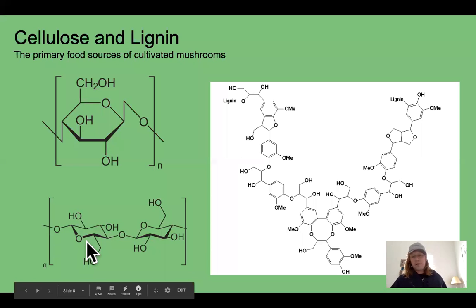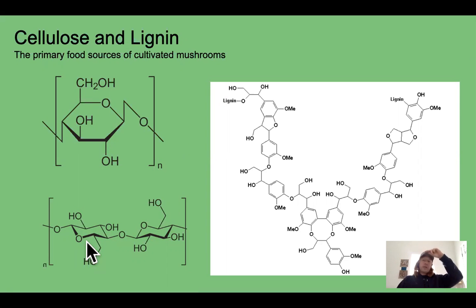So the fungi, again, we're talking about saprophytes, and so they're wood eaters. The two primary components of wood are cellulose and lignin. Cellulose on this side here is a very simple glucose subunit linked in very simple chains by this oxygen linkage, a very linear molecule. Some fungi can just eat cellulose.